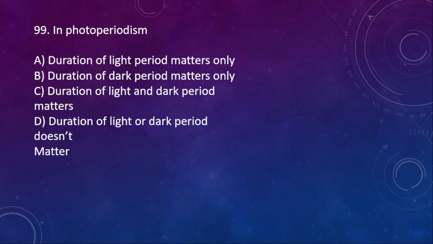99. In photoperiodism, A. duration of light period matters only. B. Duration of dark period matters only. C. Duration of light and dark period matters. D. Duration of light or dark period doesn't matter. Here the right option is C. Duration of light and dark period matters.